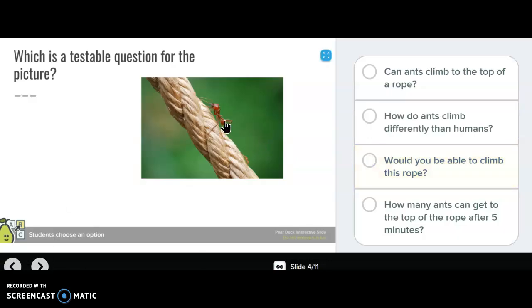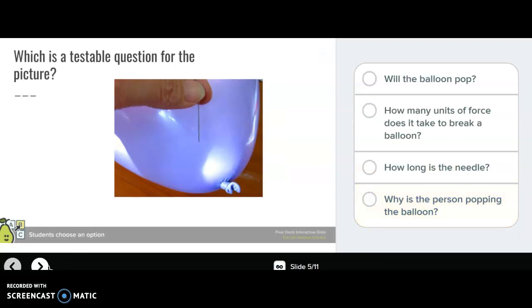Testable question for these ants climbing up a rope. Okay? All of these are about ants climbing. You need something where you would get data, like how many ants can get to the top of the rope after 5 minutes. Testable question.